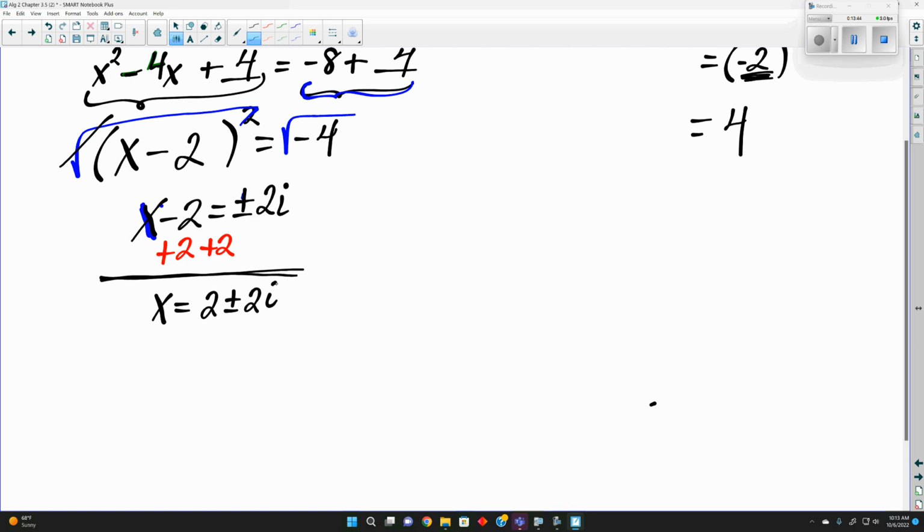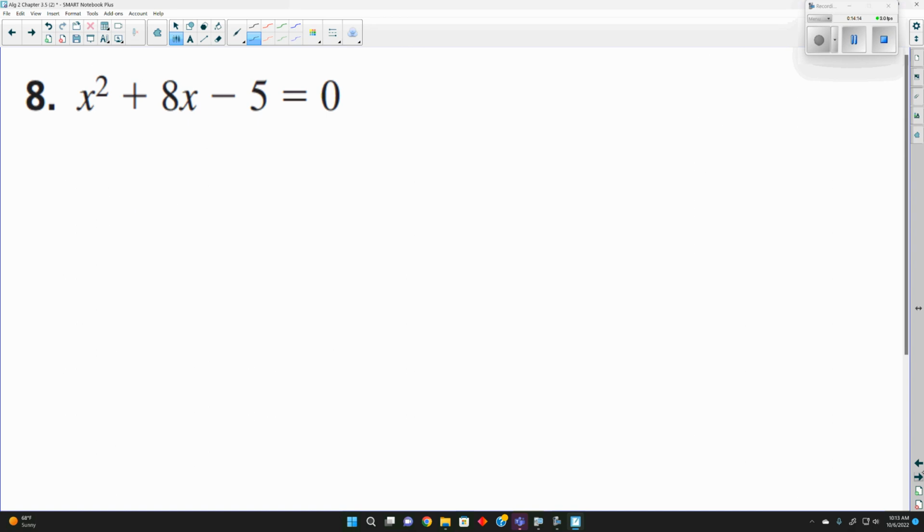Now are 2 and 2i like terms? Can we combine those at all? That's our answer. If I can't combine them, that's my answer. If we can combine them, or if we can simplify it, there's a like term in all 3 spots. If we have a division, simplify it if you can. But that right there is our answer. Questions on this here? Let's look at the next one.